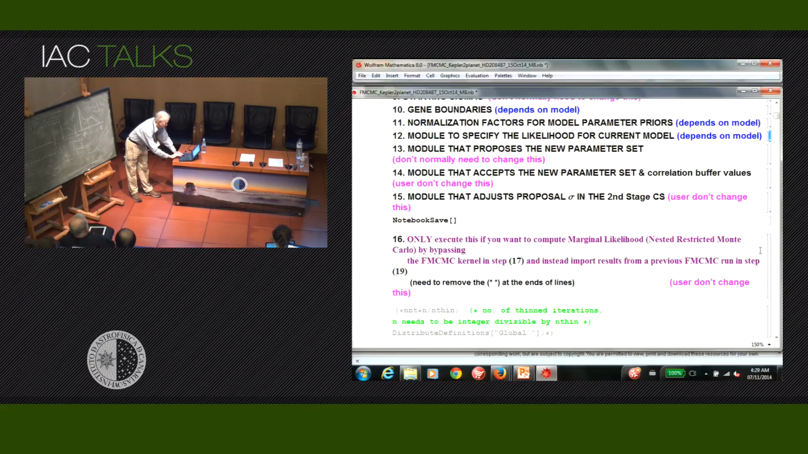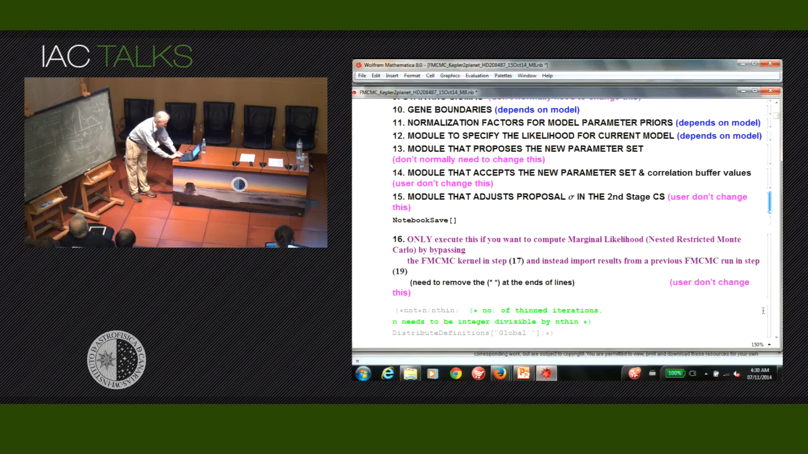Yeah. So those are the inputs. You don't really need to change anything in the proposal distribution. There's a module here that decides on accepting and what to do with it. There's a whole bunch of stuff that goes on in this module. I call it generally the acceptance module. And here's another part of the control system that adjusts proposal sigmas in the second stage.